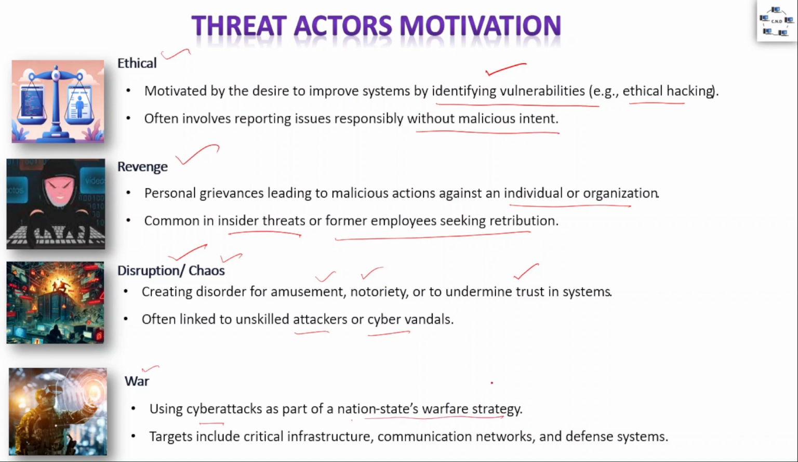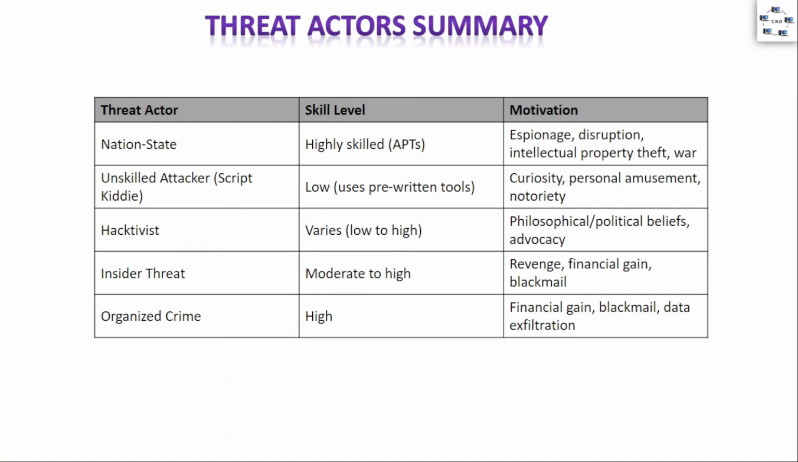as I already quoted the example of the Russia and Ukraine war, where Russia launched large-scale attacks against their power systems. Targets include critical infrastructure, communication networks, and defense systems. So in critical infrastructure, we may include the nuclear infrastructure, the power infrastructure, etc. So this is the summary of the threat actors. We have these threat actors, then their skill level and their motivation. We already studied this. You can pause the video and study it again if you like.